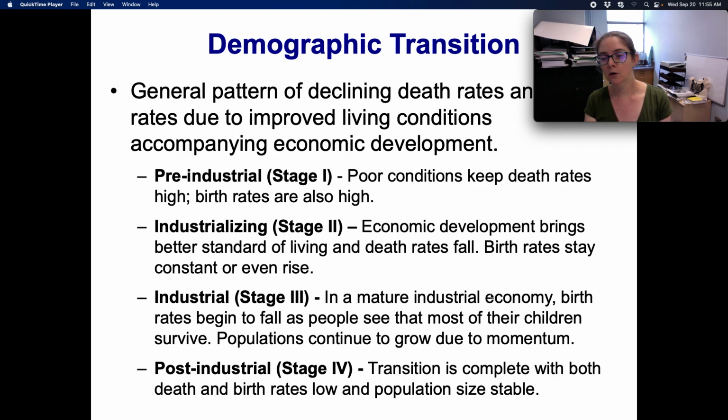Populations continue to grow during this stage, though, due to momentum. Then we have the post-industrial stage, stage four. The transition is complete, and both death and birth rates become low, and the population size becomes stable.